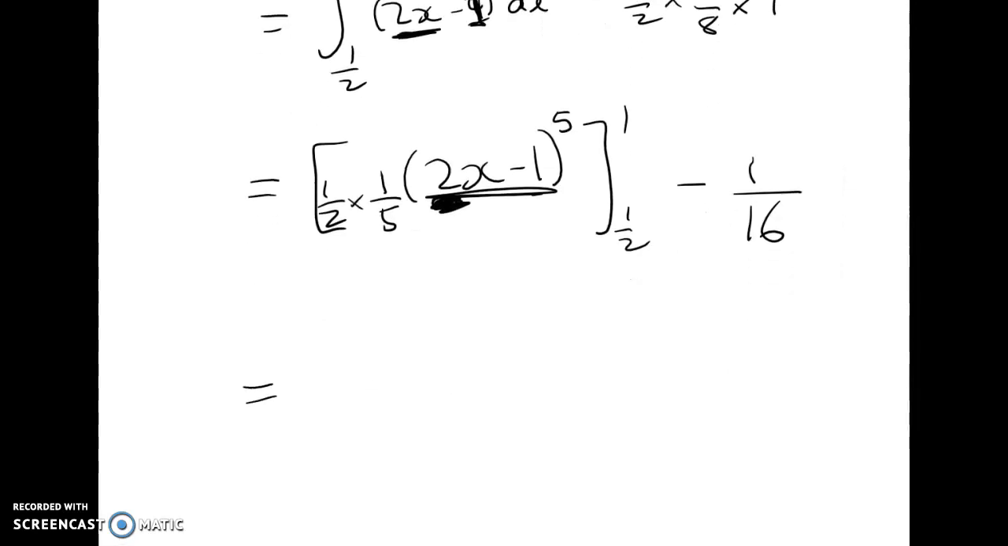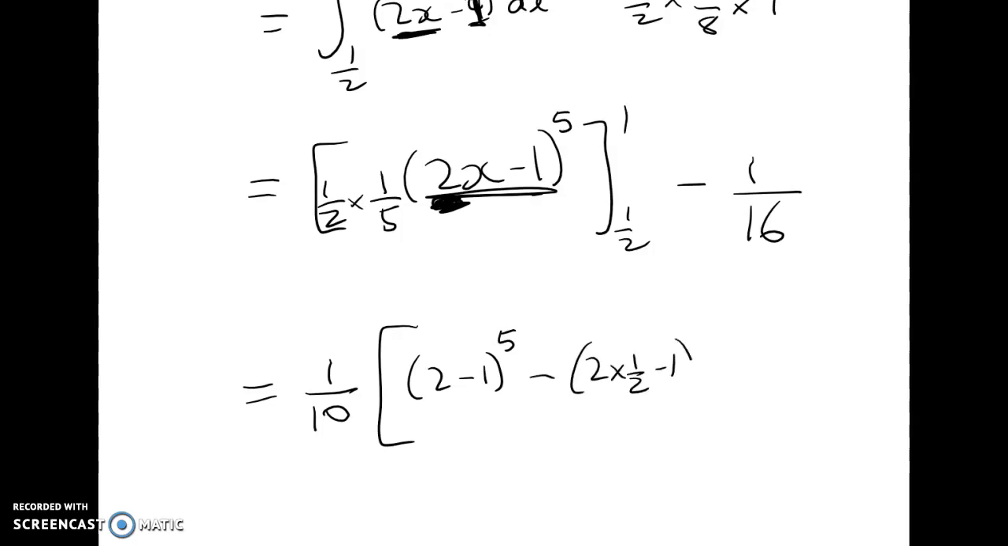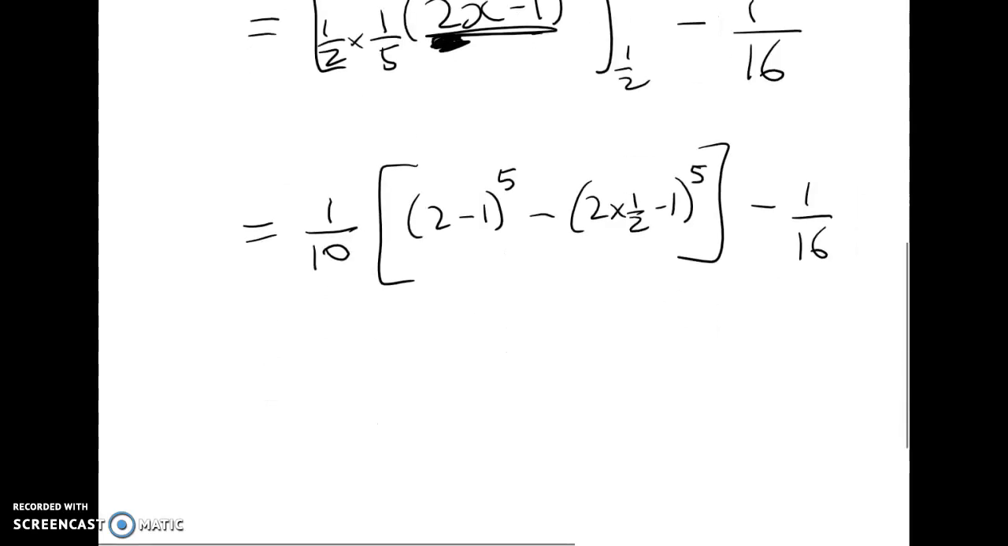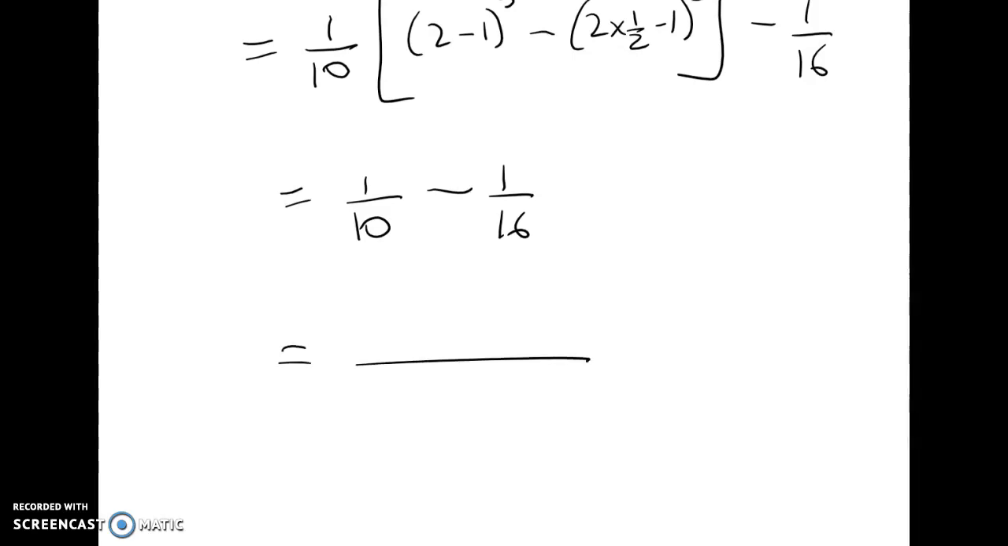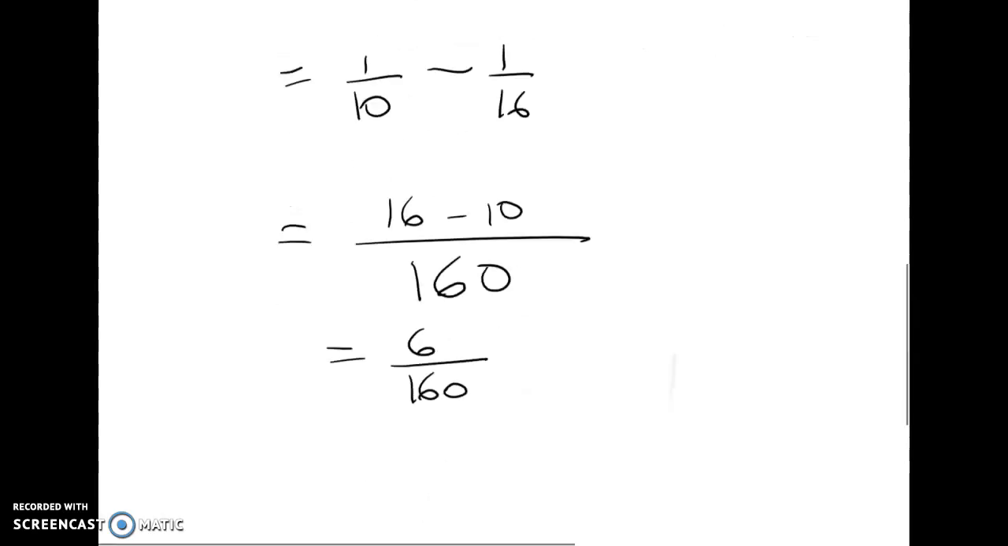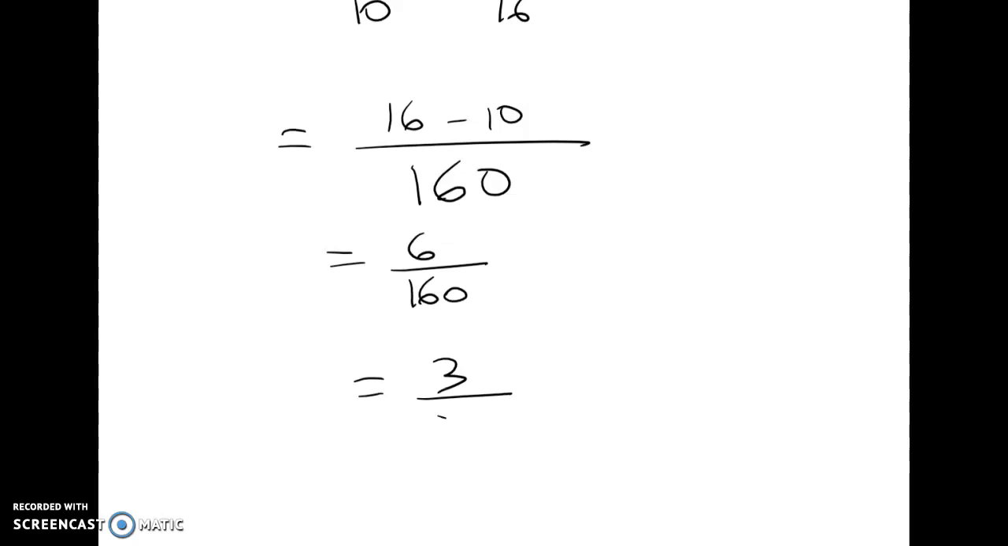So what does that give me? Well, it gives me 1/10 times (2 minus 1) to the power of 5 minus 1/10 times (2 times 1/2 minus 1) to the power of 5. So that bit's 0. So it simplifies pretty quickly. So we get 1/10 minus 1/16, which gives me (16 minus 10) over 160, 6 over 160, or 3/80ths.